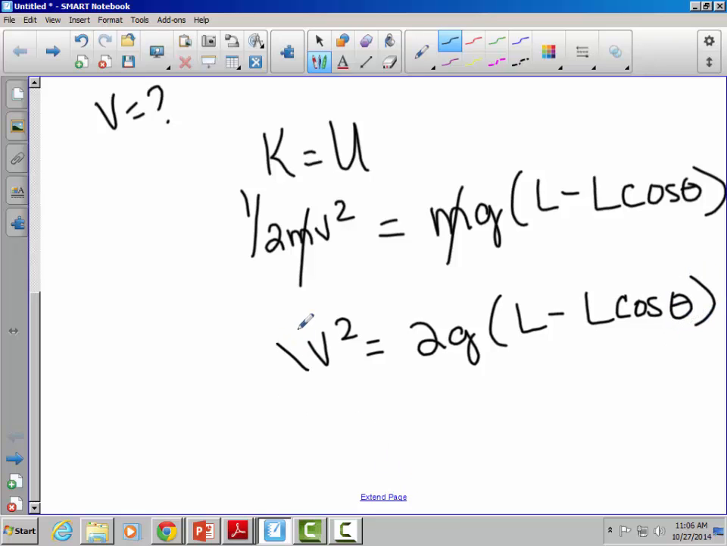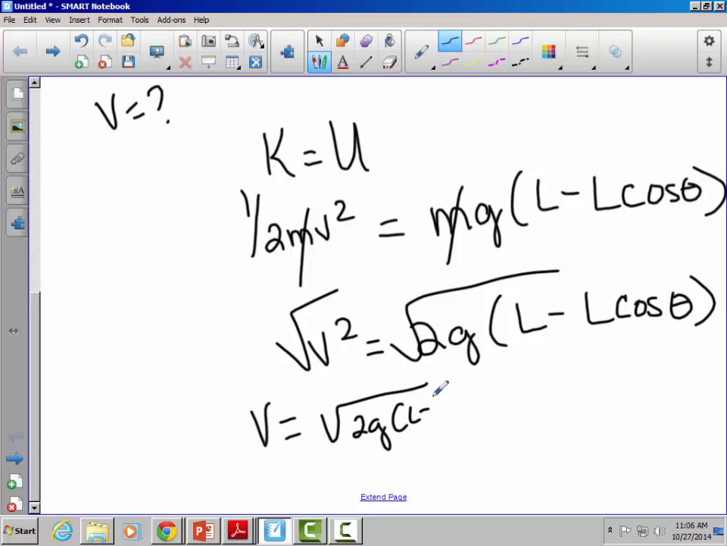And then, of course, the last step in that would be to take the square root. V equals the square root of 2g(L minus L cosine theta).